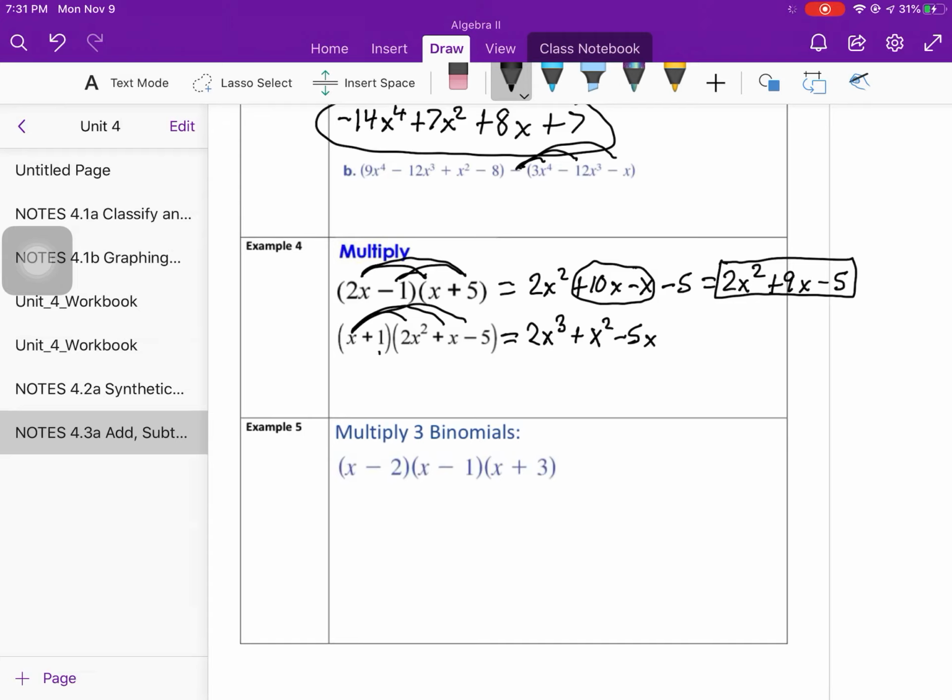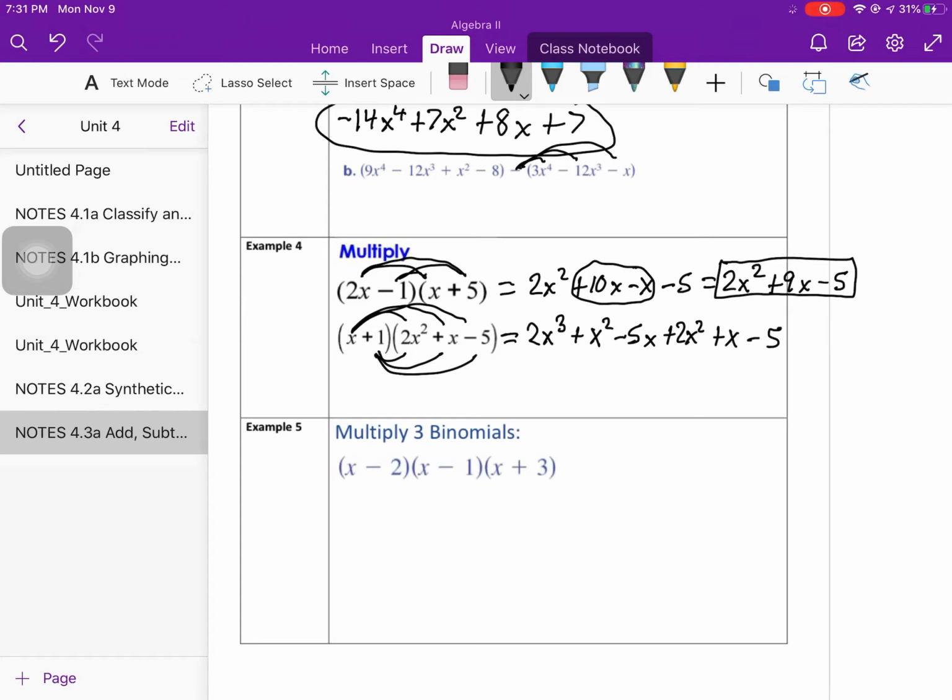Now that we're done with that, we're going to go through and multiply it with the second term. So 1 times 2x squared is 2x squared. 1 times anything is just going to be itself, so we get 2x squared. 1 times x is plus x, and 1 times negative 5 is minus 5.